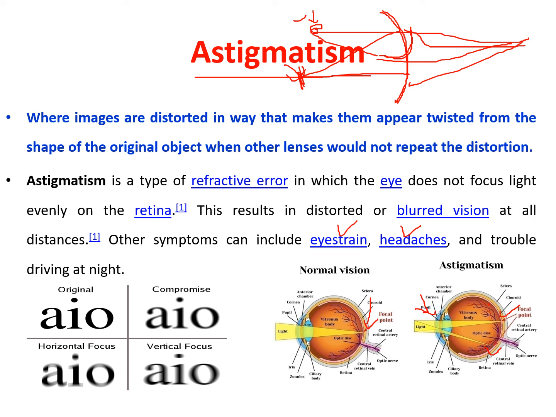But in the case of an astigmatism eye, how will it appear? Usually we see stars like this. But in an astigmatism eye, it will be like radiating stars. Here are some radiations. Radiating stars will appear. That is called astigmatism.